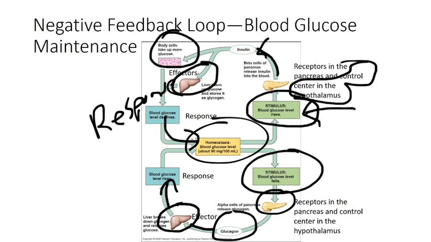So as we saw with thermoregulation, all the players are involved in this feedback loop. There's a stimulus. There are receptors located in the pancreas. There's a control center involved in the hypothalamus. There's a signal released by that control center, which goes out to the effectors, which then affect a response that always moves levels back toward the set point range, back toward homeostasis.